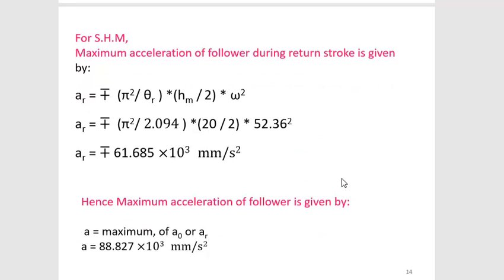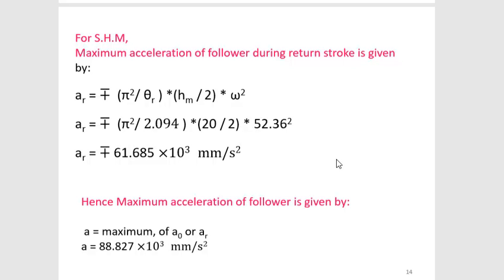Similarly, we can find the maximum acceleration of the follower during the return stroke, and that is given by the same formula, but instead of using theta O, we will be using theta R. The rest of the values remain the same. So we have theta R value as 2.094, and when we calculate this maximum acceleration at the return stroke, it comes to 61.685 into 10 raised to 3 mm per second square.